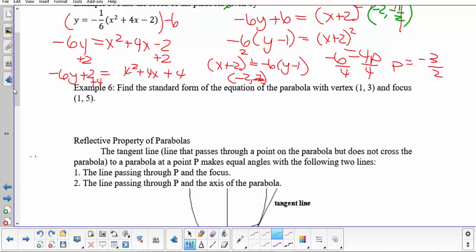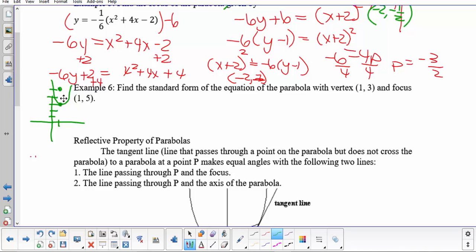So, once again, the first thing I'm going to do is sketch a picture so I can visualize what's going on here. So I have a parabola with a vertex at (1, 3), so over 1, up 3: 1, 2, 3. There's my vertex, and the focus is at (1, 5), so it's up here. Parabolas open around the focus.